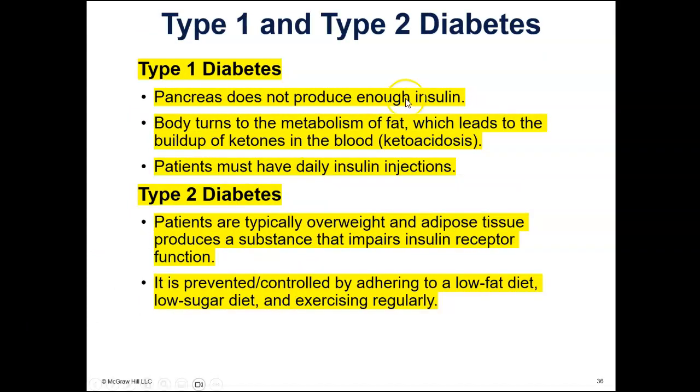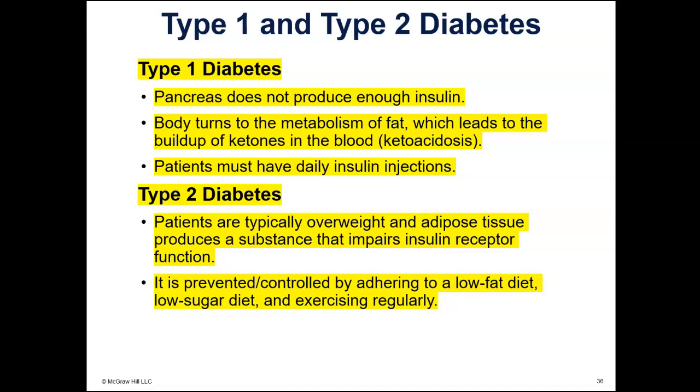A person with type 1 diabetes, it's an autoimmune disorder, actually, and your immune system attacks the cells of your pancreas that produce insulin, those islet cells, and destroys them. So the pancreas no longer can do its job. It can't produce the insulin. So the body turns to breaking down fat, which leads to the buildup of ketones in the blood.